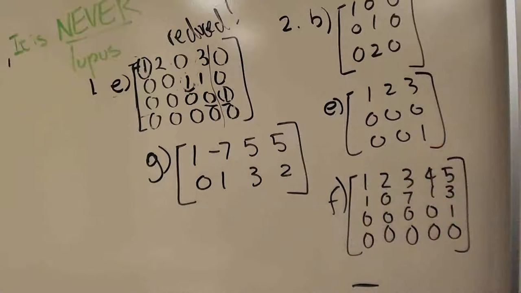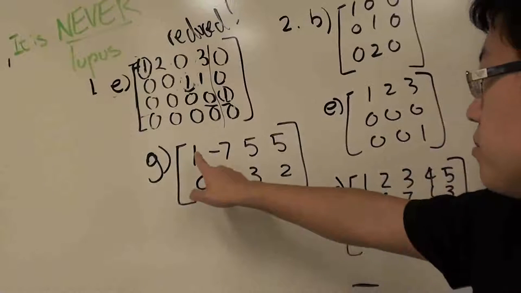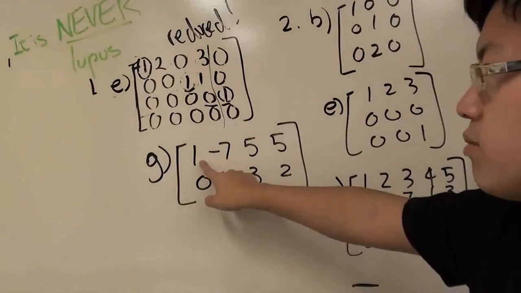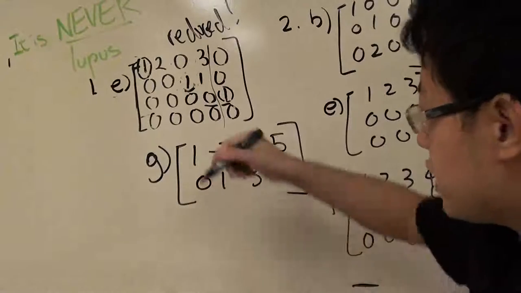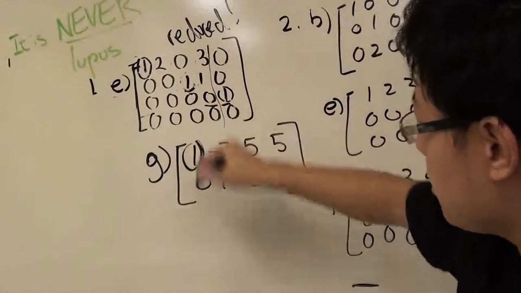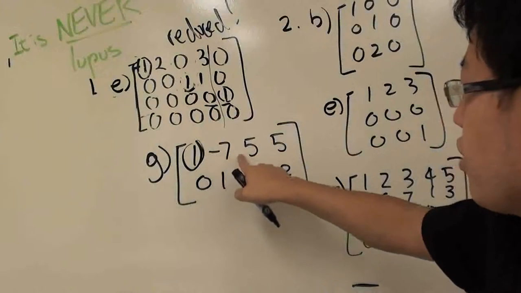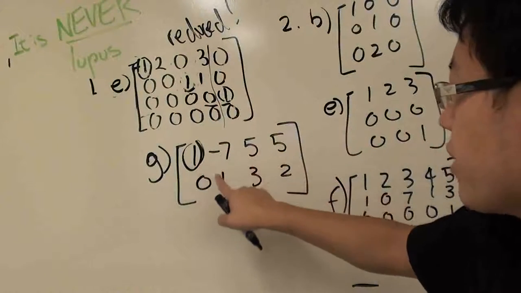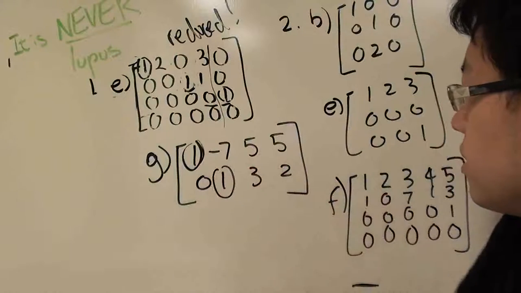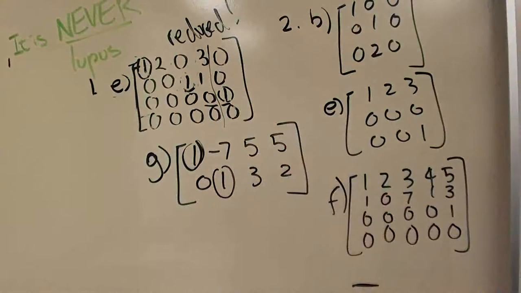Second row, the leading coefficient of the row is organized. Let's see. First row, leading coefficient is this guy. And so the next row had better have a leading coefficient in the second or third or fourth column, as long as it's to the right. And it is. It's on the right. Perfect. Good enough for me.